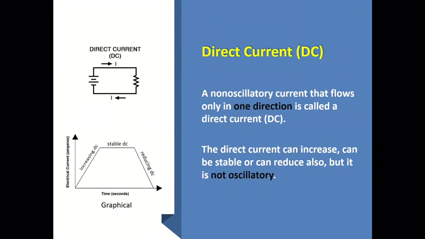Now let us see direct current. A non-oscillatory current that flows only in one direction is called a direct current. Just look at the graph down there. The direct current can increase, can be stable, or can reduce also, but it is not oscillatory.